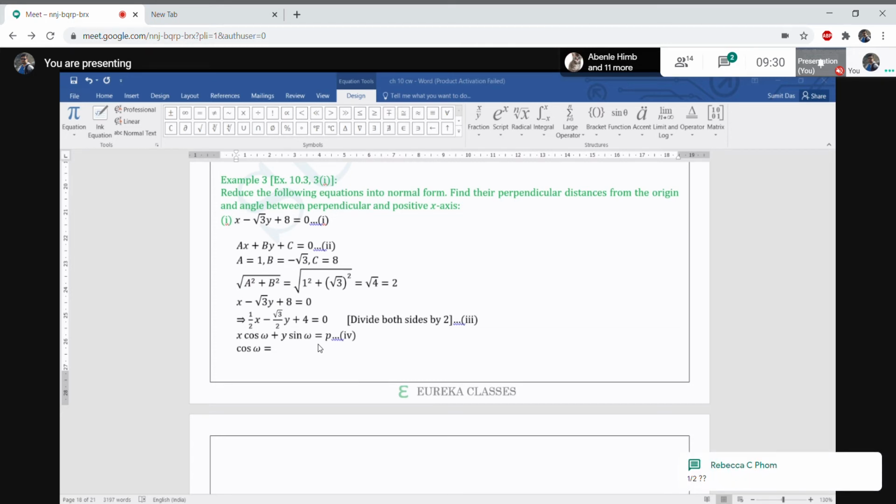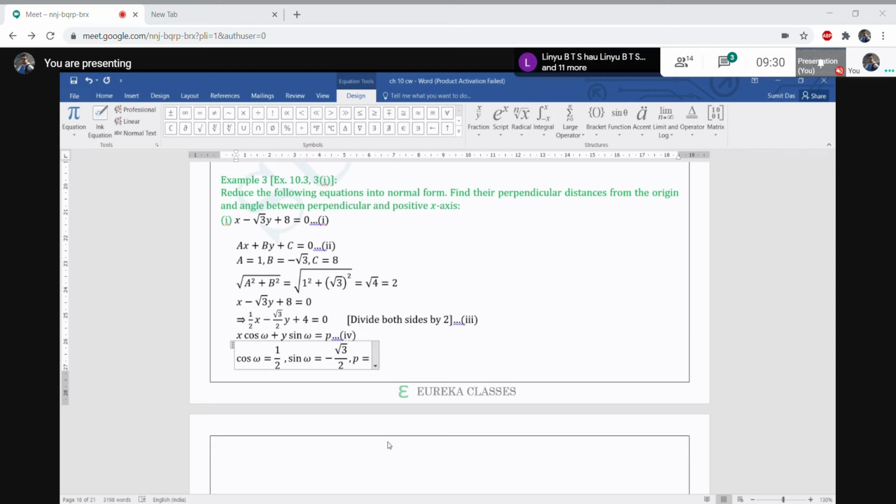Yes, 1 by 2. Obviously, it is 1 by 2. And sin omega will be minus square root of 3 divided by 2. Okay, and what is the value of p? Anyone? What is the value of p?